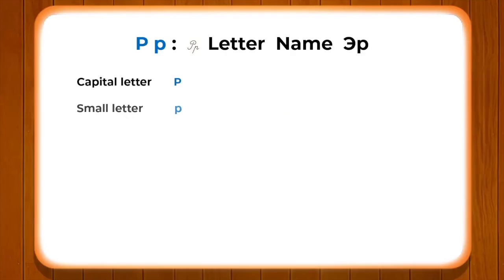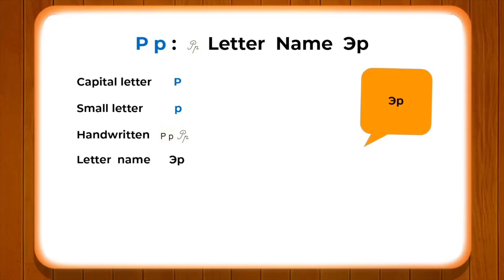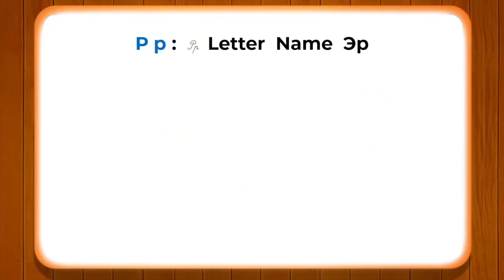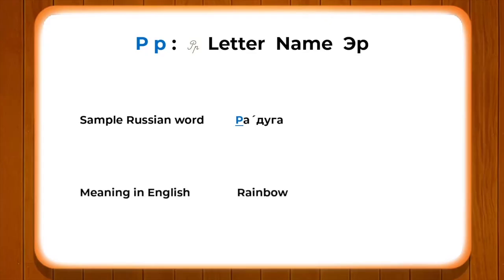Alright, now let's go to the next letter. The letter is R. Like in the English word, R in run. And the sample Russian word which we have used so that you understand it properly is Raduga. Raduga, which means rainbow.